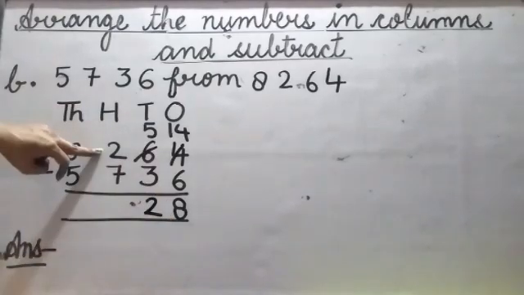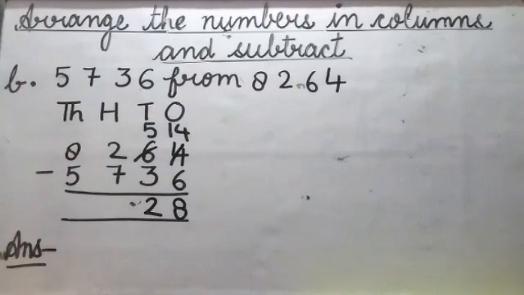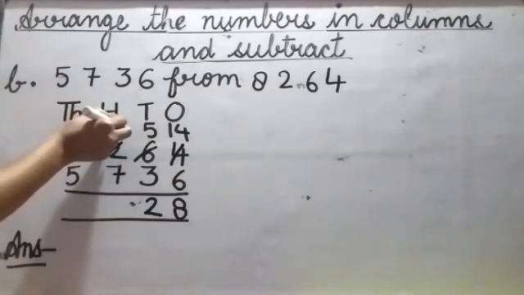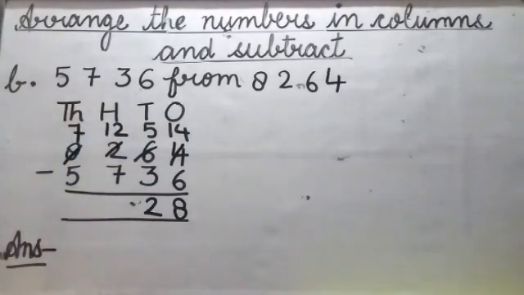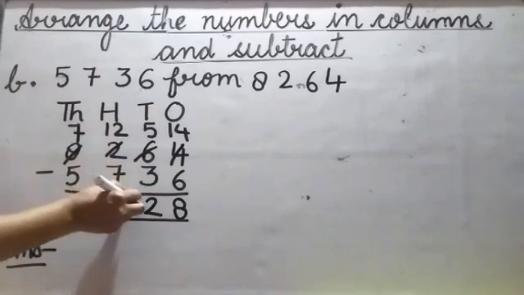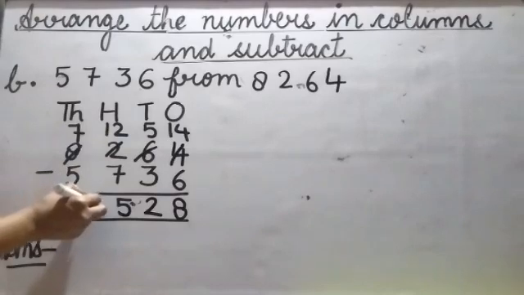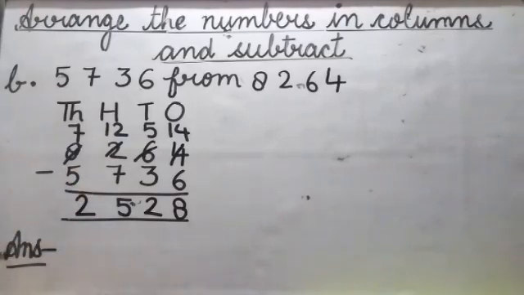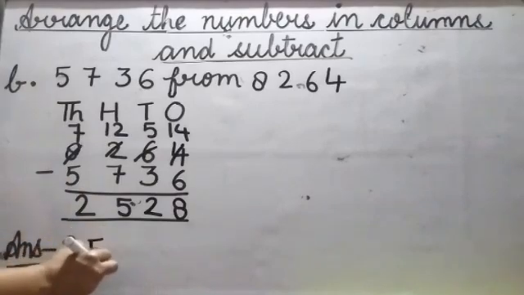Next is 2 minus 7. 2 is smaller than 7. So 7 will not be subtracted from 2. So what will we do? We will borrow 1000 from the thousands column. So 2 will become 12 and 8 will become 7. 12 minus 7 is equal to 5. And 7 minus 5 is equal to 2. So the answer we get is 2528.